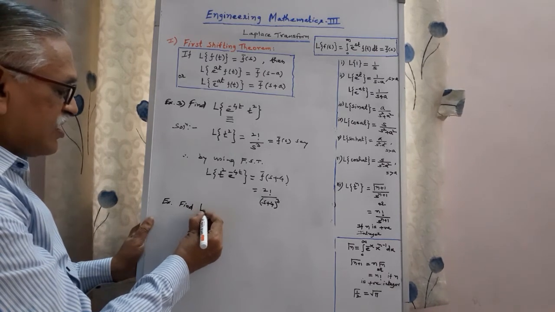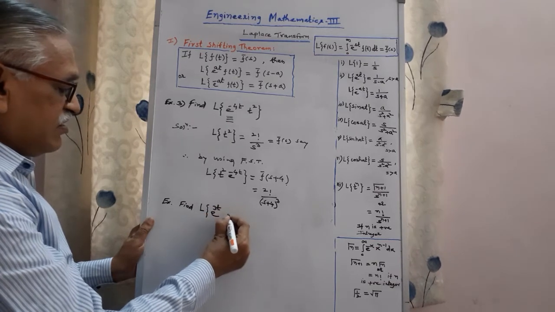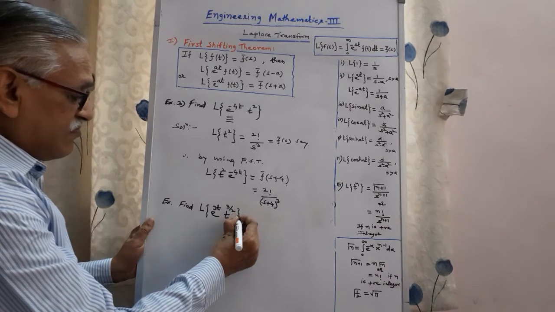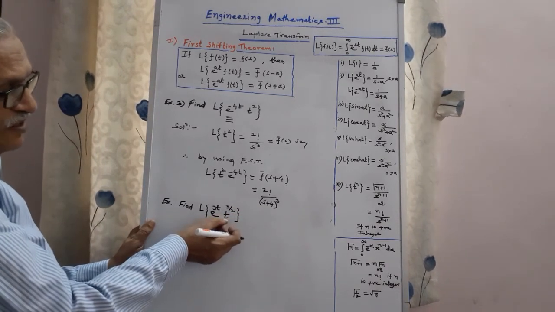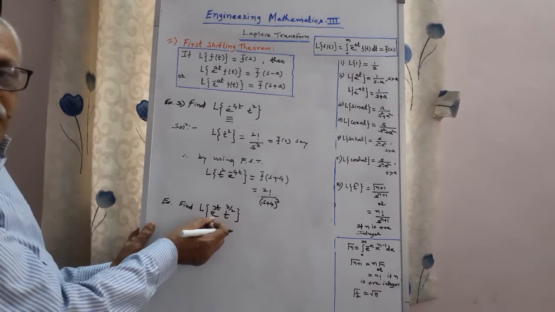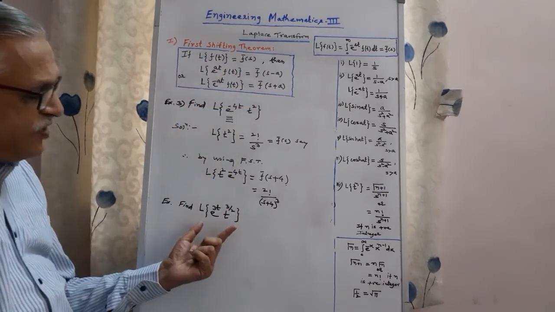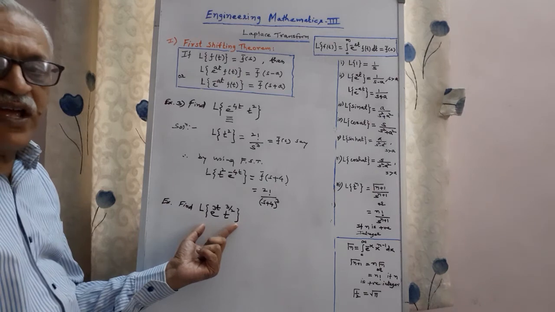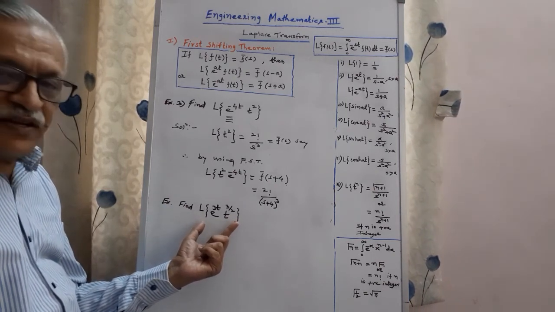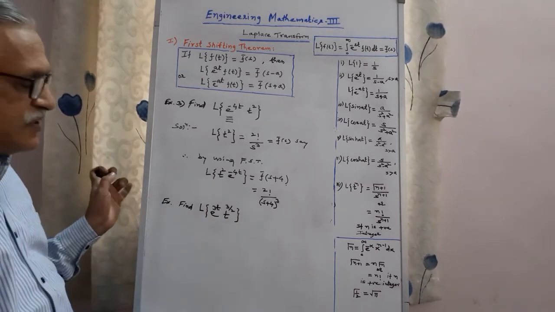Find the Laplace transform of e raised to 3t into t raised to 3 by 2. Here f of t must be t raised to 3 by 2 multiplied by e raised to 3t type of term, meaning it is a problem of first shifting theorem. Nowhere is it mentioned that we have to apply first shifting theorem. By identifying the term, we have to decide whether it is a problem of first shifting theorem or not.